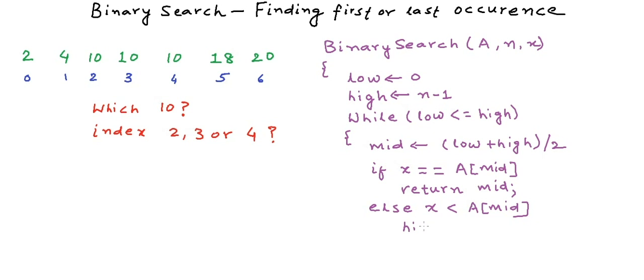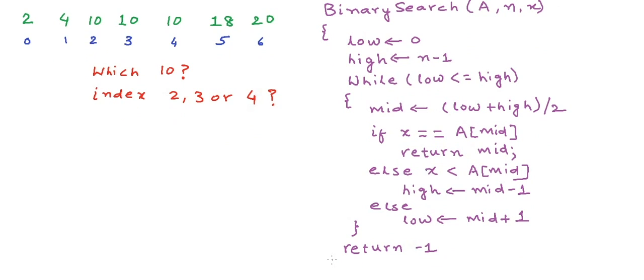If x is less than the mid element, we adjust high to mid -1 to say that x is now probable to lie before the mid element, and the third and default condition is when x is greater than the mid element. So in this case we adjust low to mid plus 1. And if we come out of this while loop without finding x, then we return -1 to say that we could not find x in the array.